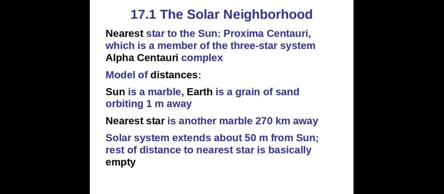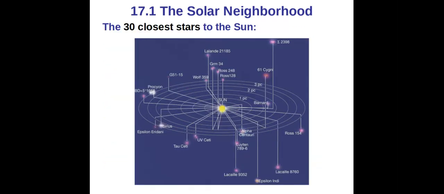Then the next nearest star is about 270 kilometers away. So think like New York City. Just to give you an idea of just how much space there is in between things. And then the solar system extends about 50 meters from the sun. This is just a map of the 30 closest stars to the sun.